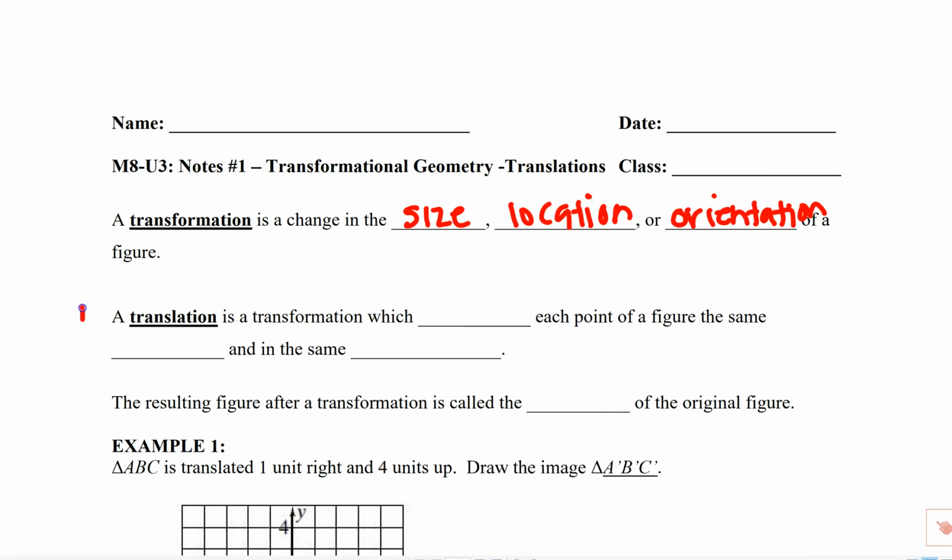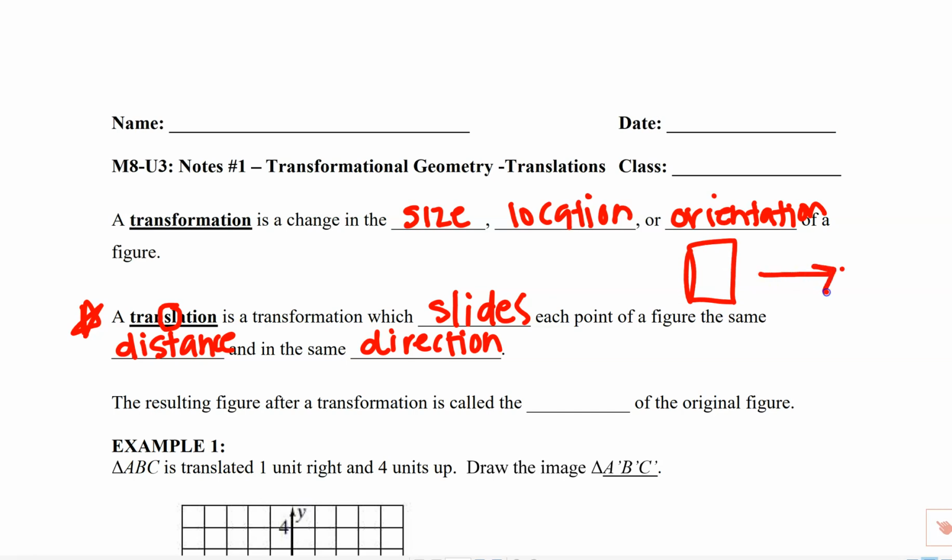So for today, we're going to talk about translation. A translation is a transformation which slides each point of a figure the same distance and in the same direction. So slides, if you see the word slide, just think about sliding something. If I have a square here and I just want to slide it, what does that mean? It just means that I moved it, right?